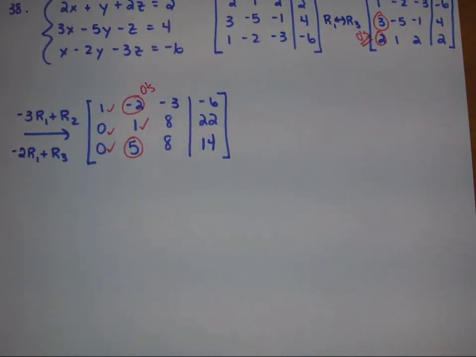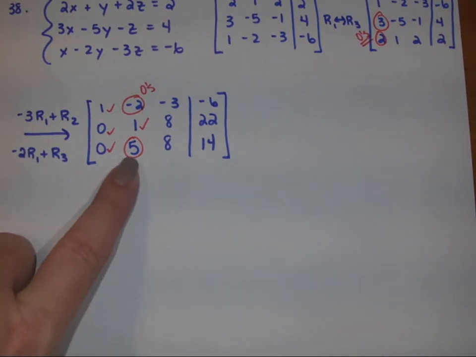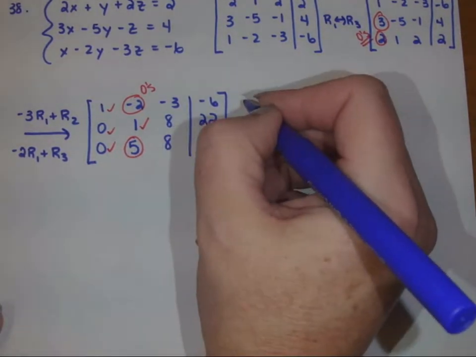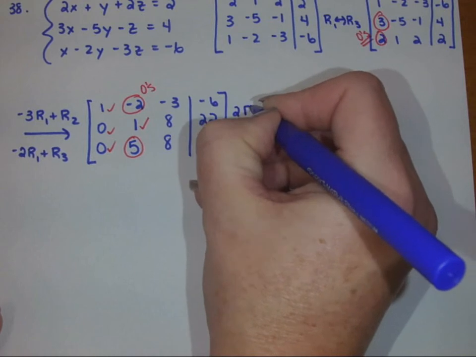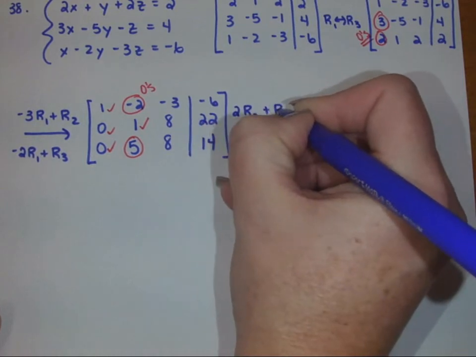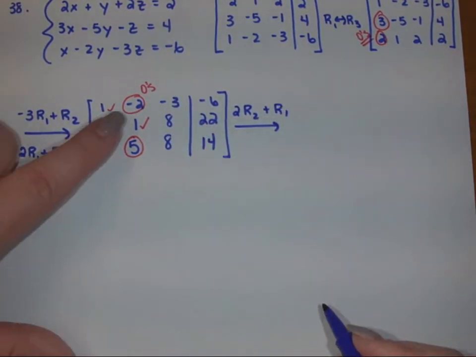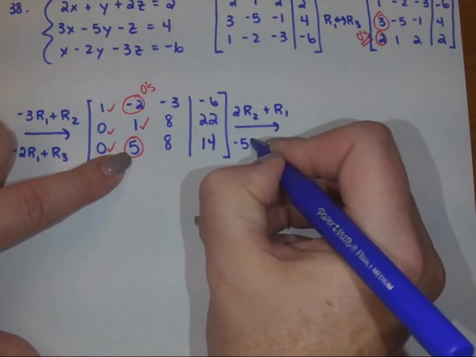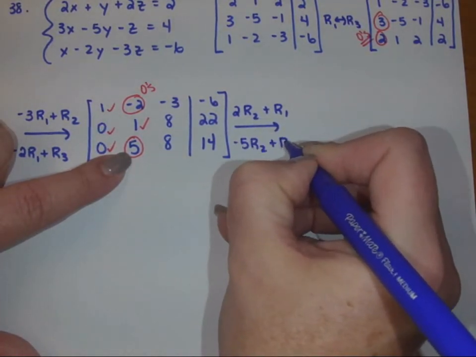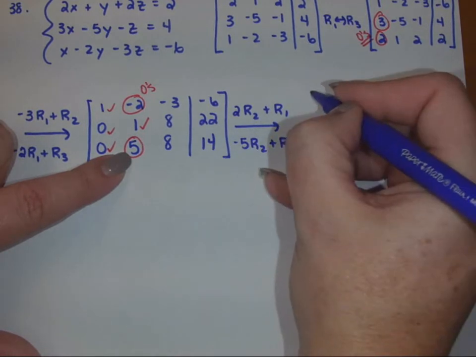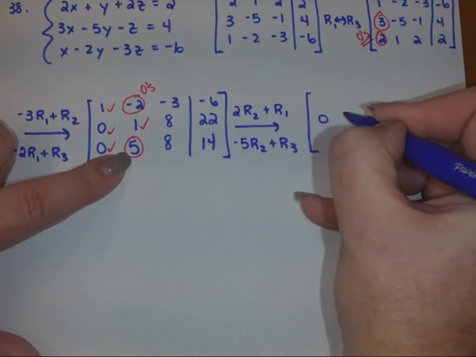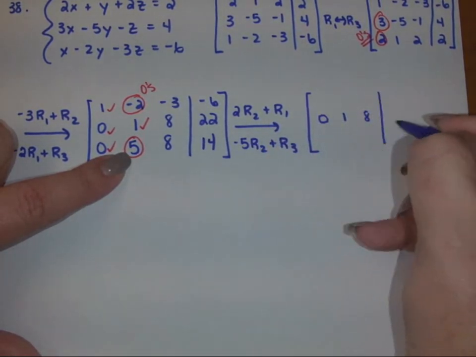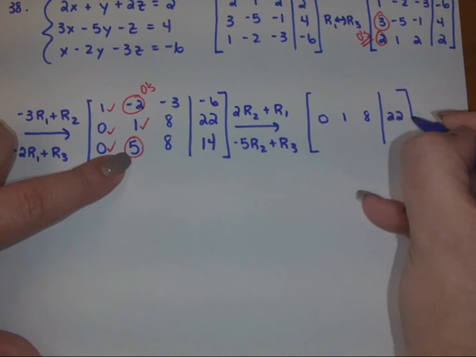So what would you add to negative 2 that would make it a 0? It would be 2, right? And you would add negative 5 to 5 to make it a 0. So this one's going to look like 2 times row 2 plus row 1, because remember, I want to change row 1 this time. And then I do negative 5 times row 2 plus row 3, and that'll change my row 3. So row 2 pulls over because it is not being changed.